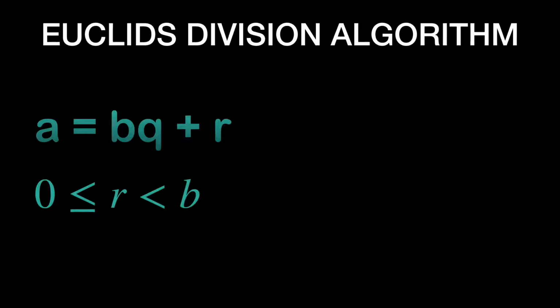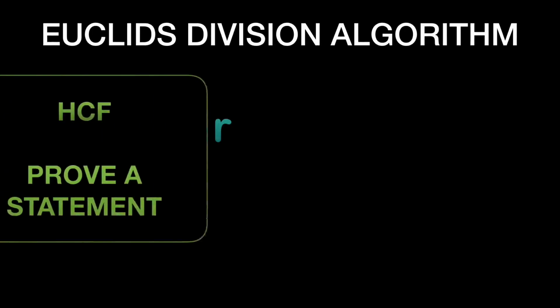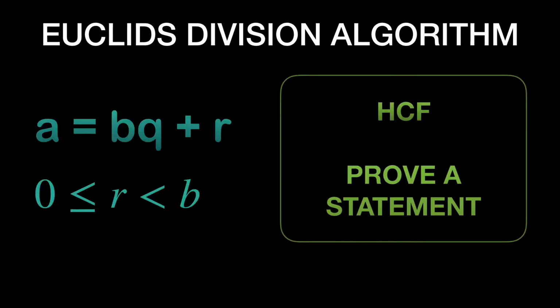Before solving, let's take a quick recap of Euclid's division algorithm. Euclid's division lemma states that a is equal to bq plus r. Here a is the dividend, b is the divisor, q is the quotient and r is the remainder, such that 0 is less than or equal to r less than b.